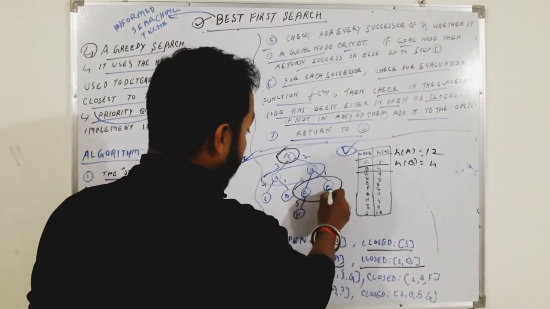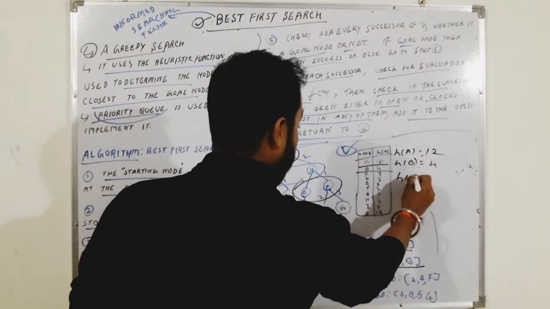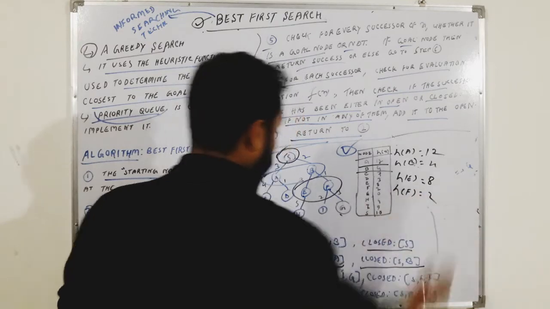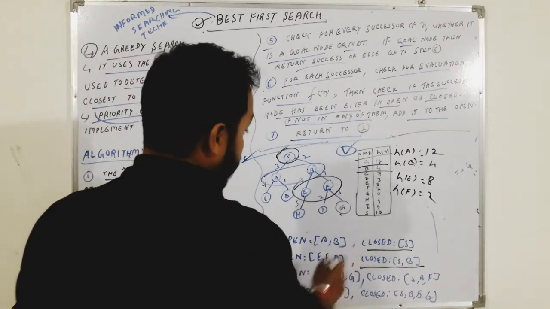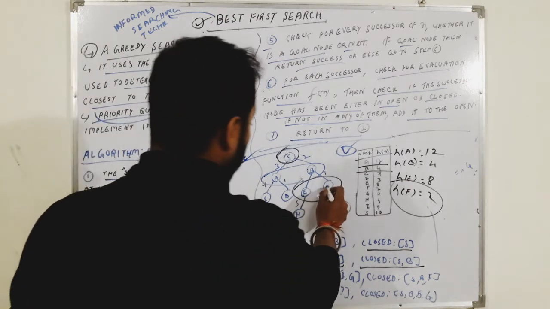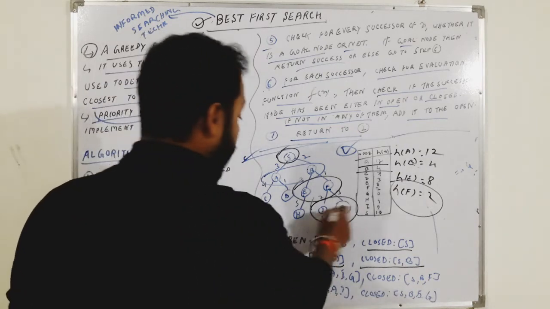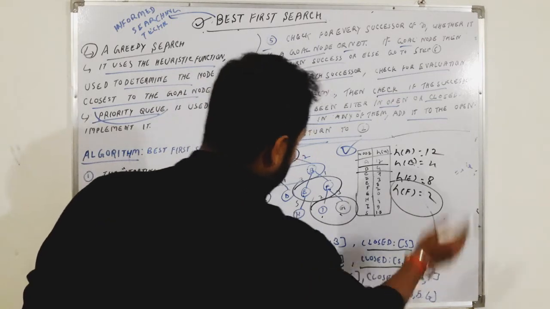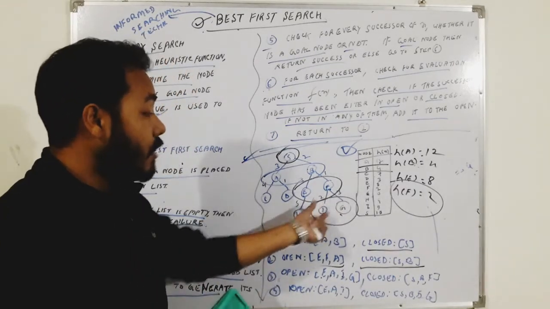Clear? Now from E and F, which node we have to select? The same thing for E. H of E is how much? H of E is 8, and H of F is how much? 2. So can you tell me which node I have to select? Yes, you are right. We have to select F, because F has the heuristic value 2, that is the lowest in this case. So we put F in the closed list because we have now generated the successors of F, and they are I and Z. So in the open list we have E, A, I, Z, and in the closed list we have S, B, F.